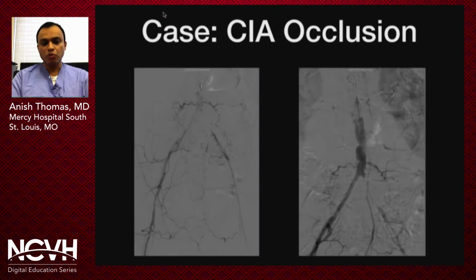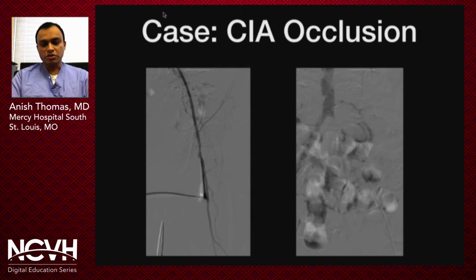This is a more complex case. This was a patient with diffuse subtotal occlusive disease of the right common iliac artery and a dense calcified chronic total occlusion of the left common iliac artery with reconstitution at the external iliac. In this case, we opted to get access in the left common femoral as well. This was done under ultrasound guidance.